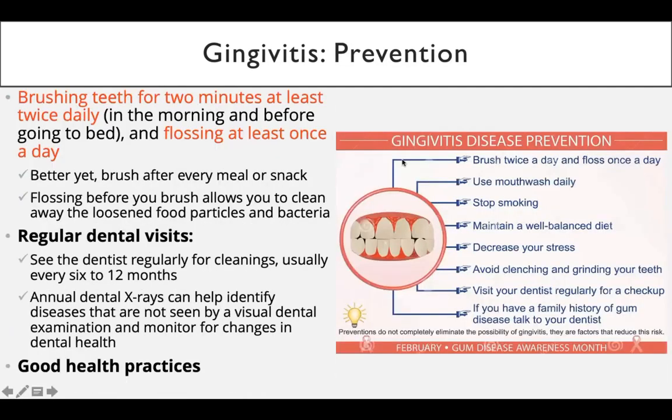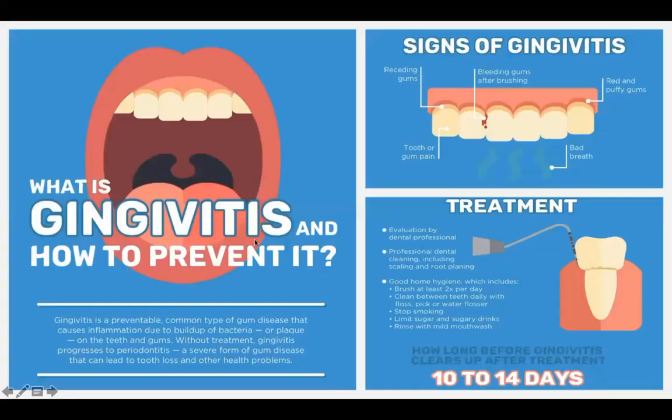And then we have some prevention: brushing twice a day, flossing once a day, using mouthwash, stopping smoking and chewing tobacco, maintaining a well-balanced diet, decreasing your stress, avoiding clenching and grinding your teeth, bruxism in children, and adhesion damage. Visit your dentist regularly for a checkup. If you have a family history of gum disease, talk to your dentist. These were some good health practices, regular dental visits. And then a revision of gingivitis.